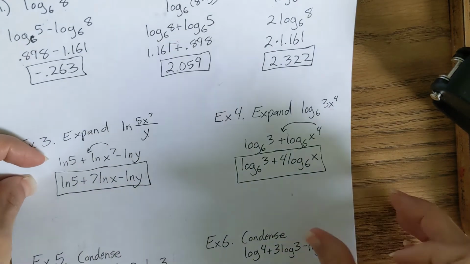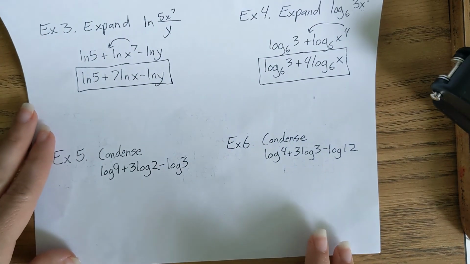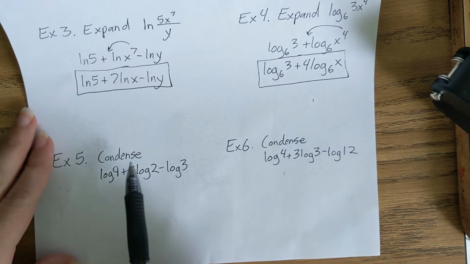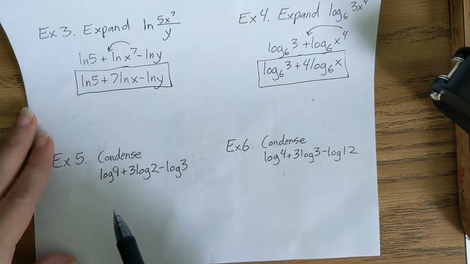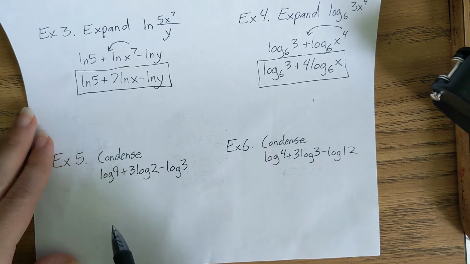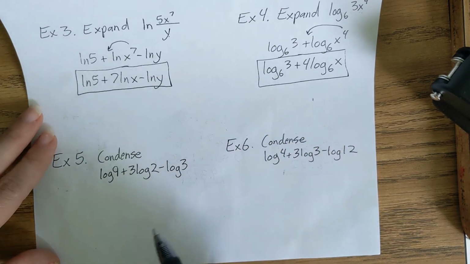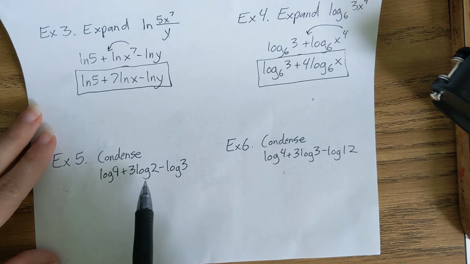All right, so then let's go to the next section, last section here. So on this one, they want you to condense. So we're going from an expansion to a condensing. So instead of having a bunch of log expressions, we're just going to have one, right? And then they're going to be either multiplied or divided together.